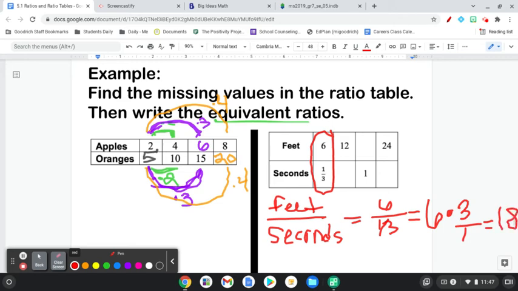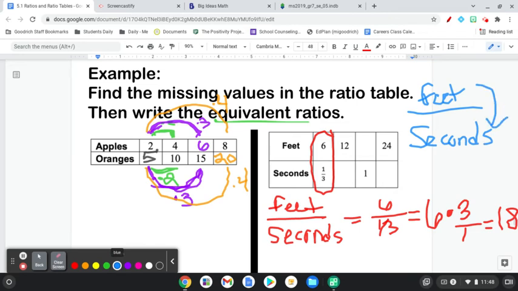So what that means, and this is really important here, what that means is to get from feet down to seconds, I divided by 18. So again, feet to seconds, I divided by 18. Well, guess what? I'm going to do that again here. 12 to seconds, I'm going to divide by 18. So I can do that. 12 divided by 18 really simplifies down to 2/3.